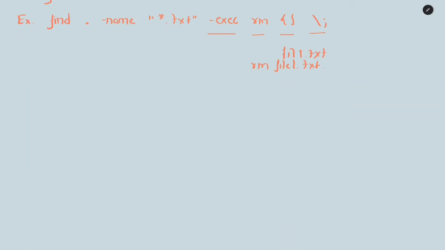There is another way to delete all the files which end with .txt. It is find in the current directory all the file names that end with .txt, hyphen delete. This expression will delete all the files which end with .txt in the current directory.